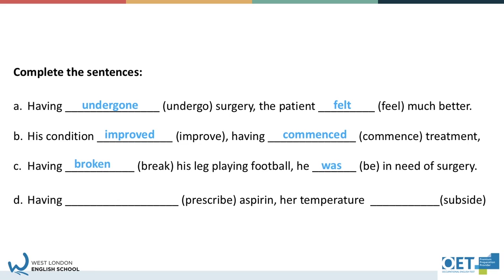And finally, this was really tricky. If you had used an active sentence here and said, having prescribed aspirin, her temperature subsided, it wouldn't really make sense. The subject doesn't agree. I prescribed aspirin, but it was her temperature that subsided, so you needed to use a passive. She was prescribed aspirin, and it was her temperature which subsided.